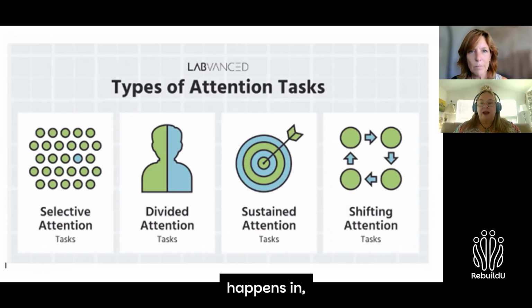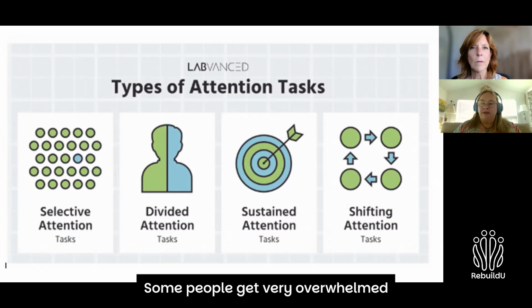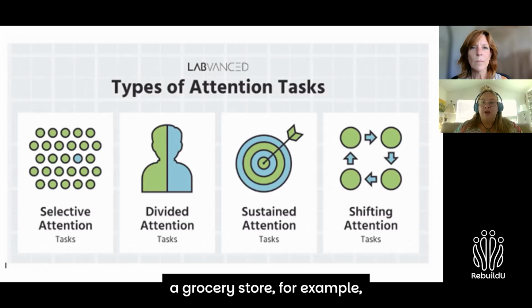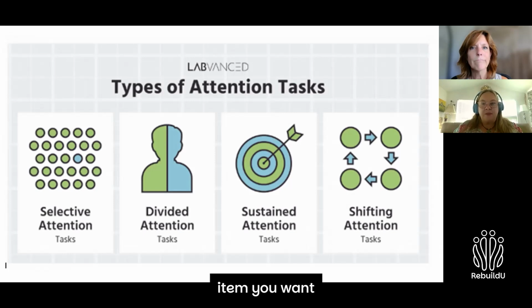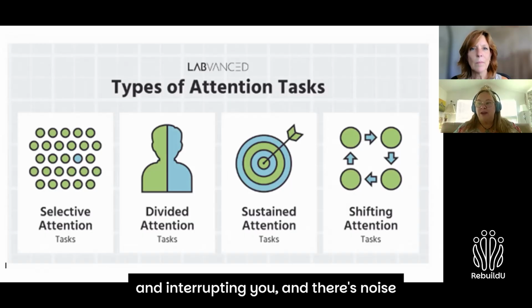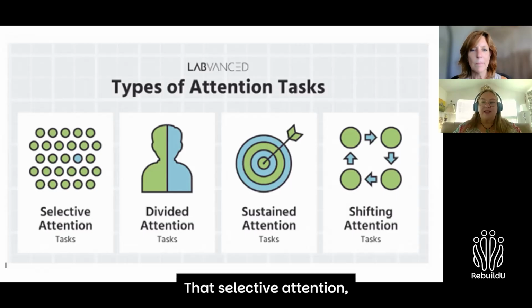This is what happens in a grocery store, for example. Some people get very overwhelmed or anxious when they're in a grocery store because there's so many other things going on, and you need really to pick out which item you want and to stay on your plan of what you're going to buy. But there's all these people walking around and interrupting you, and there's noise and so many other things to look at. That's selective attention. That becomes very, very difficult once you have a brain injury.